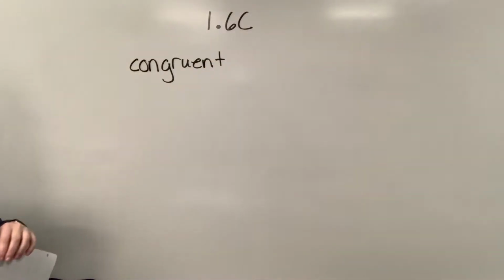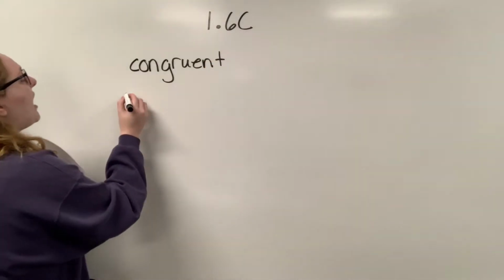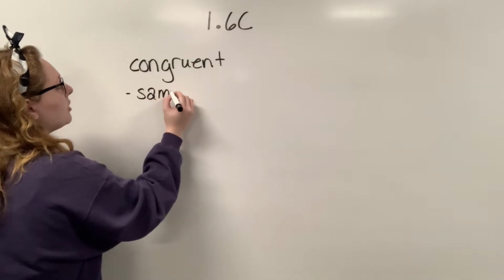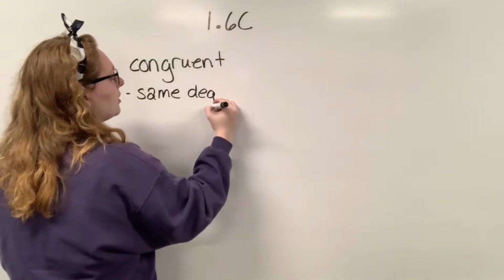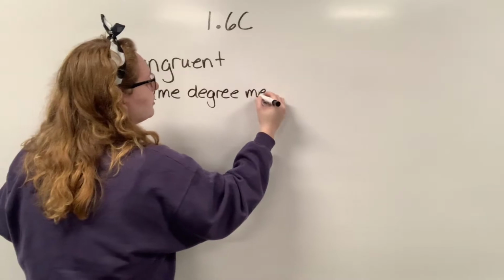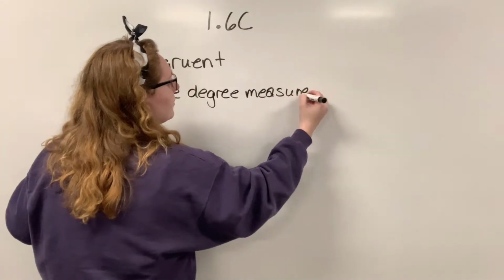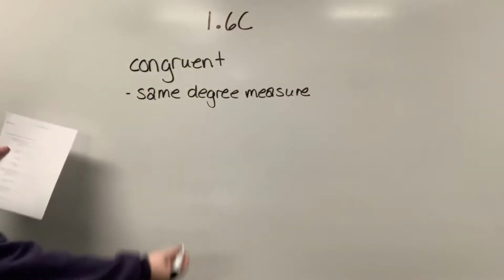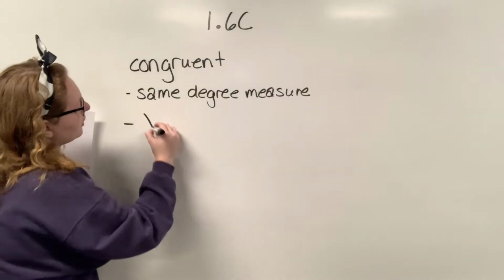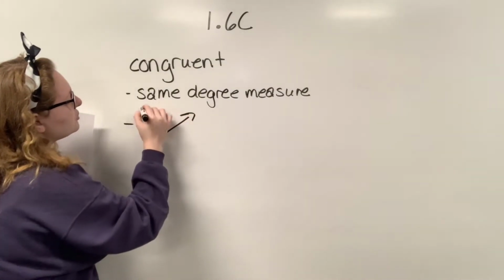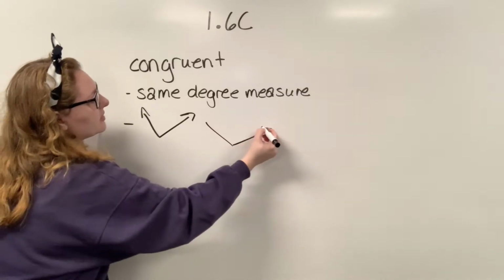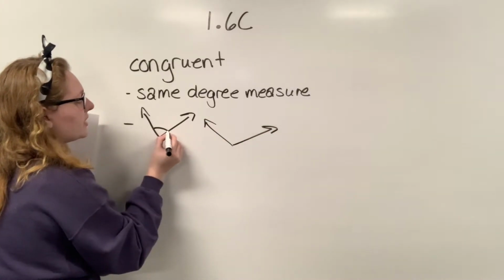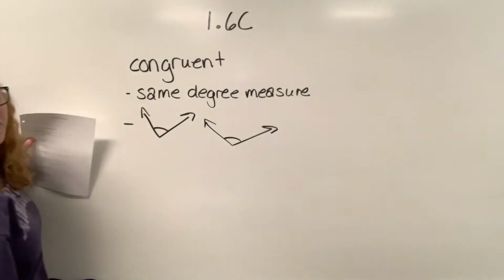Okay? So when angles are congruent, they have the same degree measure. Okay? When two angles are congruent, they're going to have strikes to prove it. Okay, and those strikes are just little semicircles right near the vertex.